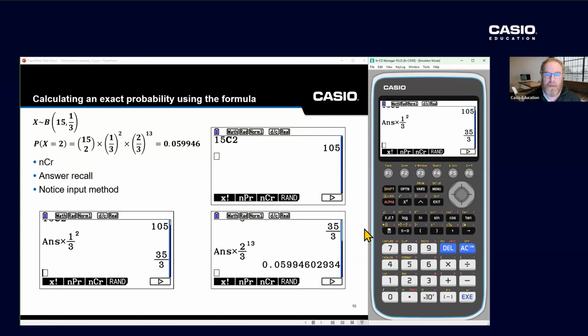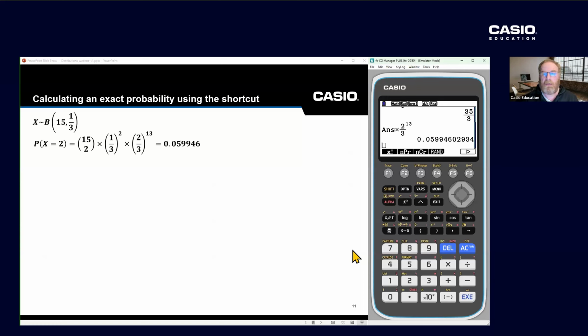And then the last thing would be I need to multiply that answer by the probability of failure raised to the power of 13. So there you go, 2/3 raised to the power of 13. Okay, and we get the probability almost 0.06. Okay, so that is how you would perform a manual calculation using the formula.